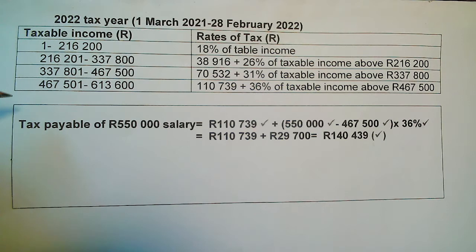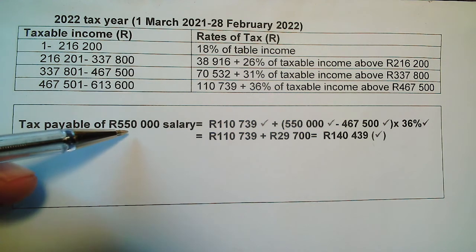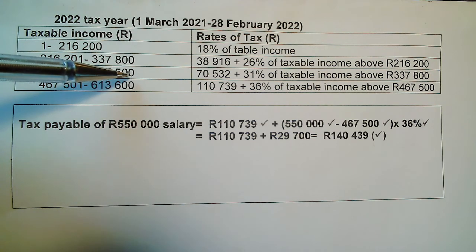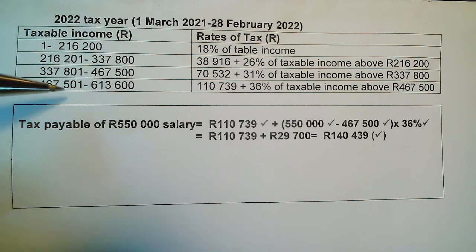Alright, so I'm going to show you a calculation on one of them to work out the tax. Let's say I want to know what the tax payable is on a 550,000 salary. So firstly I have to go and check in which tax scale or bracket I will fall in. Okay, it's definitely not this. It's not here because 550 is more than 337,800, and it's also above the 467,500. Okay, so it will fall within this final bracket.